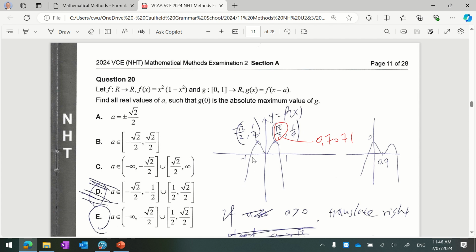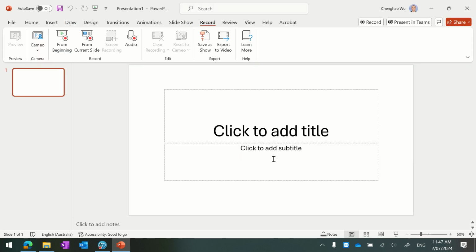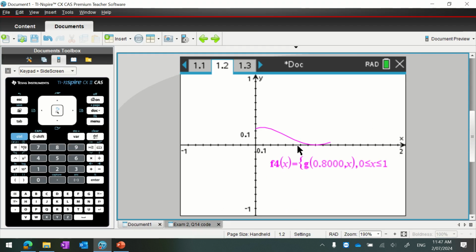And so in this part here, the left is always smaller, the right is always bigger. It doesn't matter how far right you go. You can go very far right, and you're here. The left is going to be smaller, the right is going to be bigger. So G0 will never be the absolute maximum again.